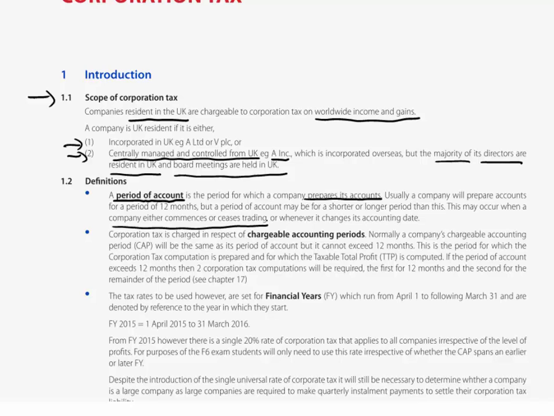When else might this arise? It might arise whenever the company has chosen, for whatever good reason, to change its accounting date. It might have been taken over by another company, and what the other company, now its parent company, does is bring its accounting date into line with the parent company. So we see a change in accounting date. So the period of account, the period for which the company prepares its accounts, is normally a year end, but it may be less than or more than 12 months.